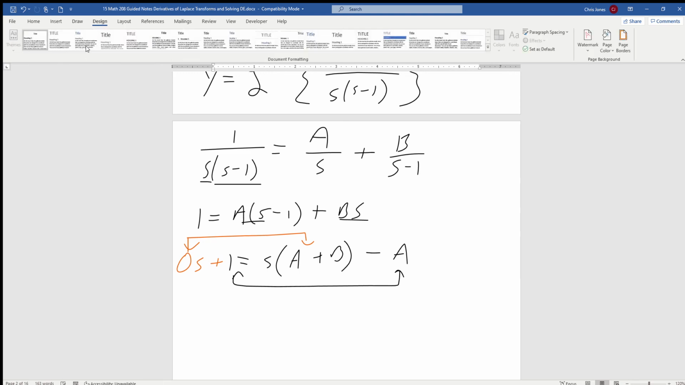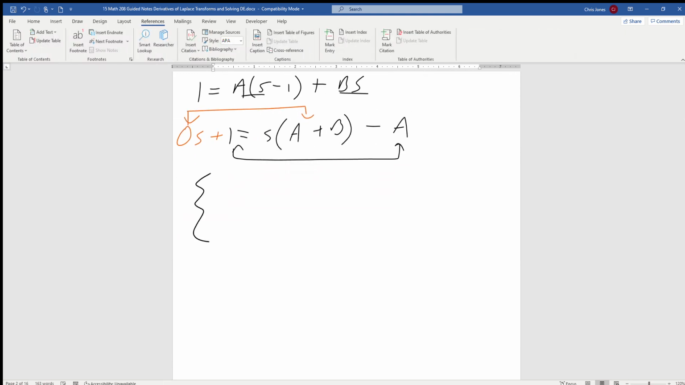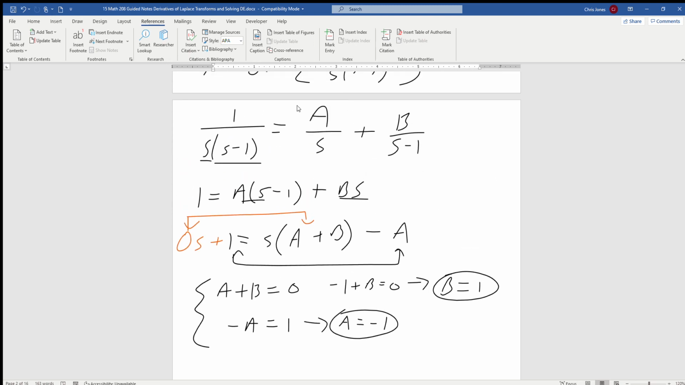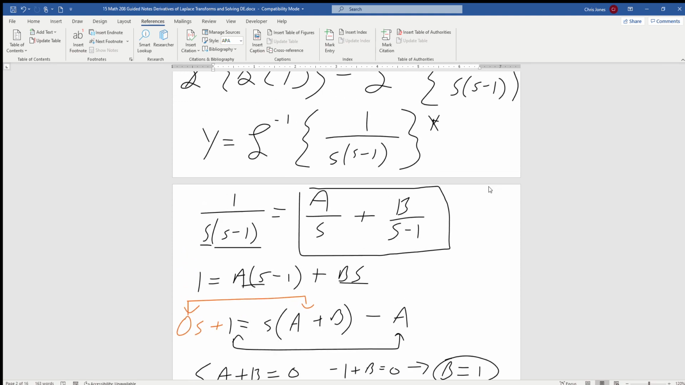And so our system is going to become a plus b is equal to 0, and then negative a is equal to 1. And this is pretty obvious. This means that a is going to be negative 1, and since a is negative 1, we get negative 1 plus b is equal to 0, which implies that b is going to be equal to 1. And remember up here, we had our a over s plus b over s minus 1. And that was equal to, hopefully, this structure right here.